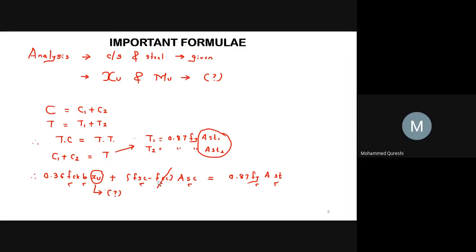And if the value of fcc is neglected, then we will get the equation as 0.36 fck b xu plus fsc into Asc equals 0.87 fy Ast.